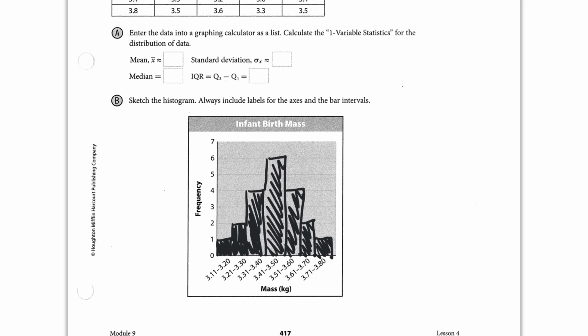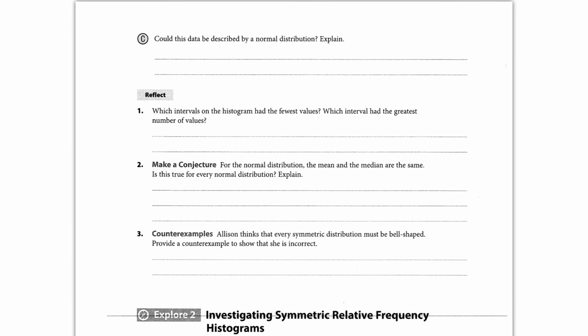And this is what they mean by a normal distribution. You can see that it's symmetric. If we were to cut it down the middle, it would be similar or a mirror on both sides. It also mentioned that it has that long tail on each end going out towards 0 on each end. So this is considered a normal distribution. So we will say yes. It can be described as a normal distribution.